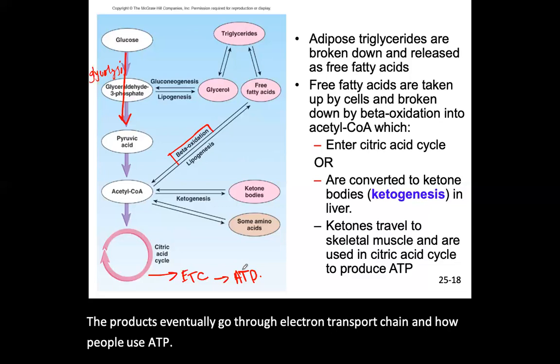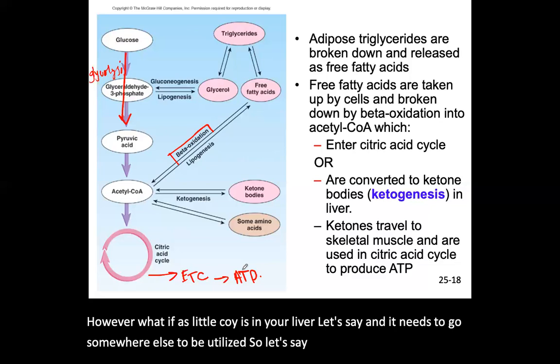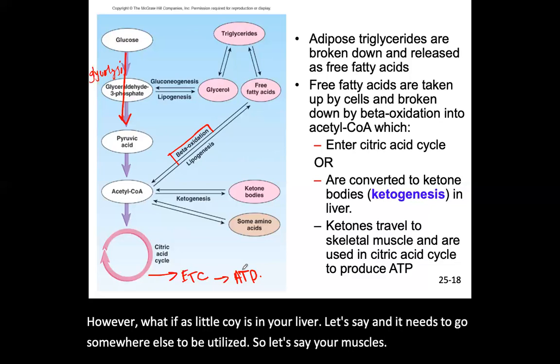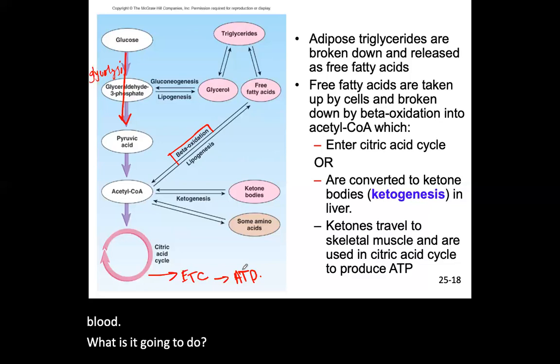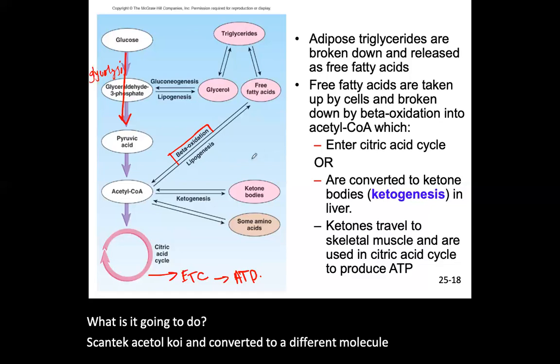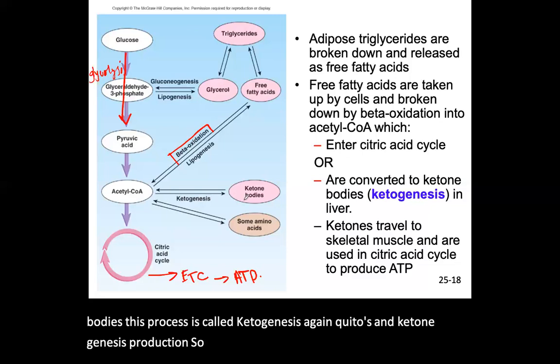However, what if acetyl-CoA is in your liver, let's say, and it needs to go somewhere else to be utilized? So let's say your muscles. Your body doesn't feel very good transporting acetyl-CoA through the blood. So what is it going to do? It's going to take acetyl-CoA and convert it to a different molecule called ketone bodies. This process is called ketogenesis. Again, keto as in ketone, genesis production. So acetyl-CoA undergoes ketogenesis to produce ketone bodies.